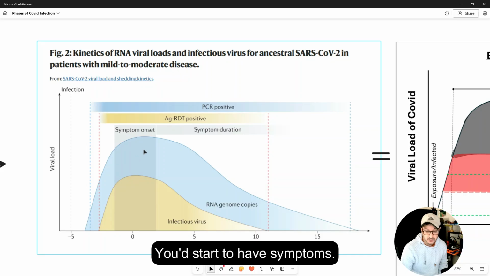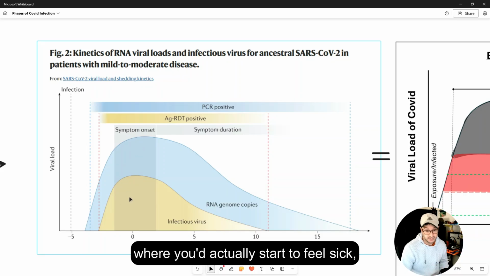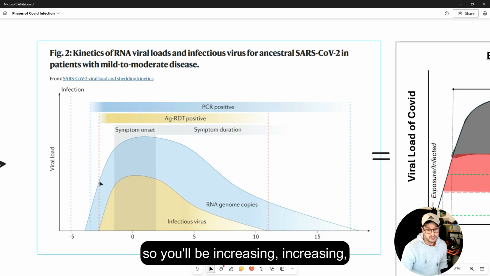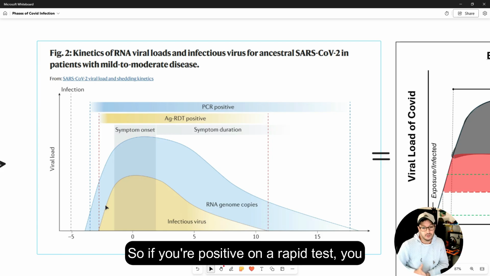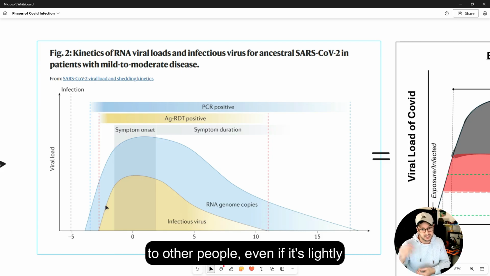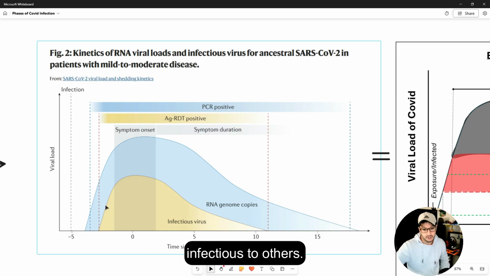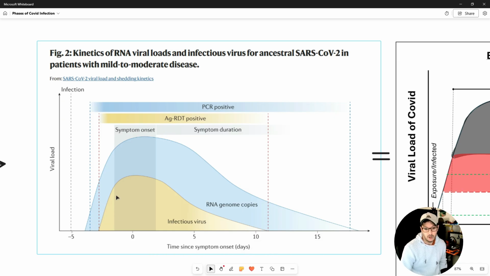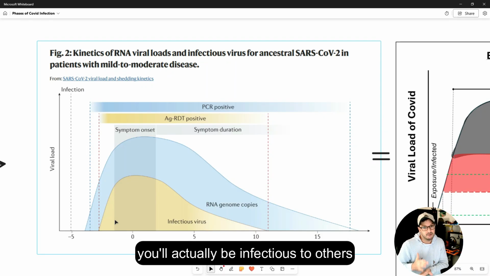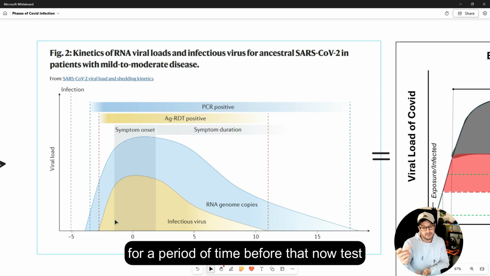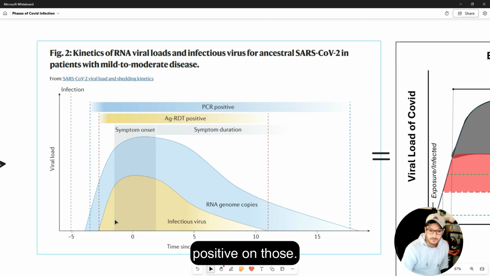You'd start to have symptoms where you'd actually start to feel sick. But it's important to know that if we're looking at infectious viral load, you'll be increasing in viral load. And then at some point, there'll be a threshold, at which you'll start to be detected positive on the rapid test. If you're positive on a rapid test, you should know that you are indeed infectious to other people. Even if it's lightly positive, that means you're still infectious to others. But also, we have to understand that rapid tests have lost sensitivity over time. So you'll actually be infectious to others for a period of time before you now test positive on those.